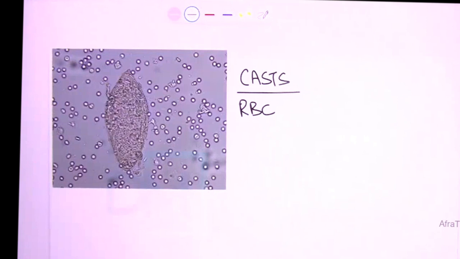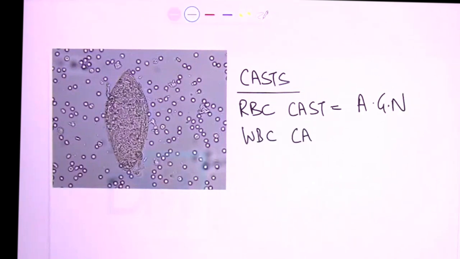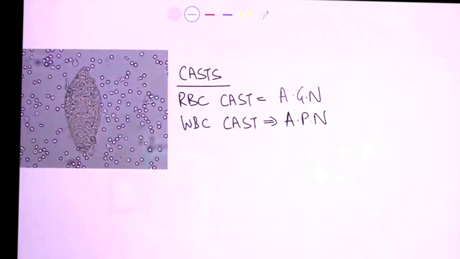And then we will talk about casts. On the left hand side of the board, you can notice the RBC casts which have been shown here, which are a feature that is seen with acute glomerulonephritis. However, he has asked about WBC casts, which are seen with pyelonephritis. Now, because that is very easy for anybody to answer, acute pyelonephritis or chronic pyelonephritis can have WBC casts. So, a condition apart from pyelonephritis that can have WBC casts is acute interstitial nephritis.